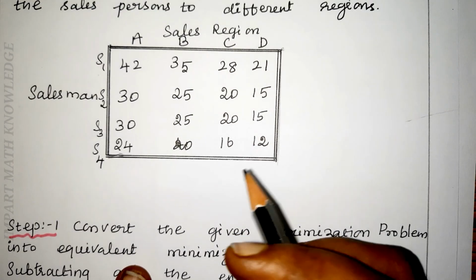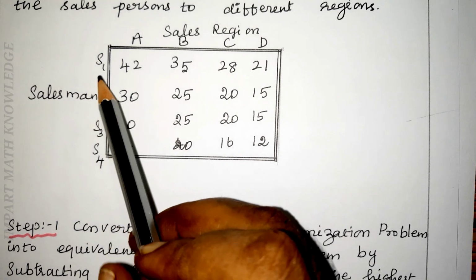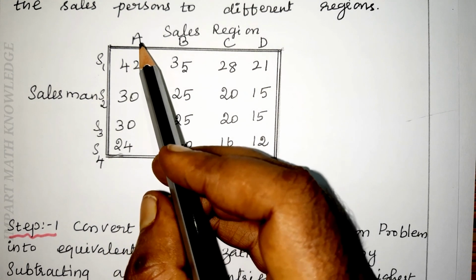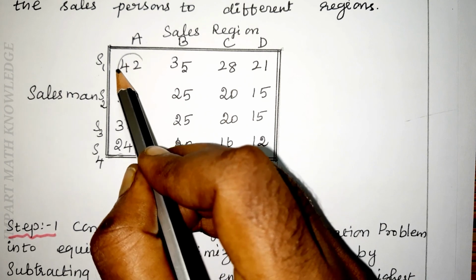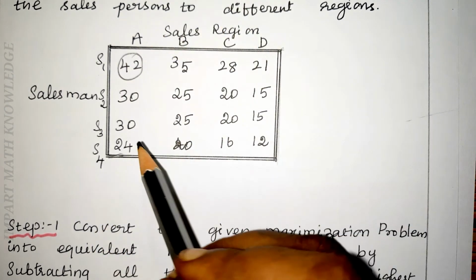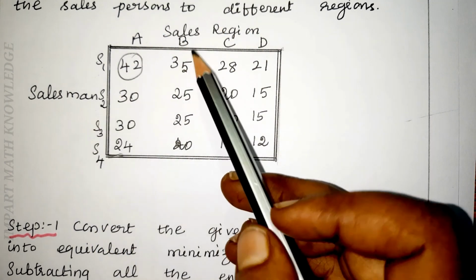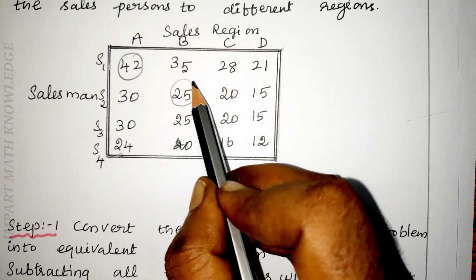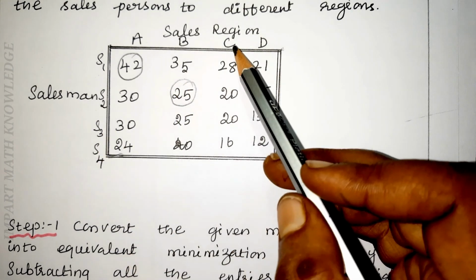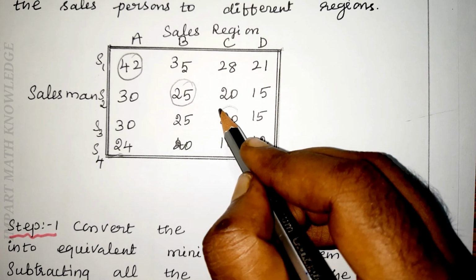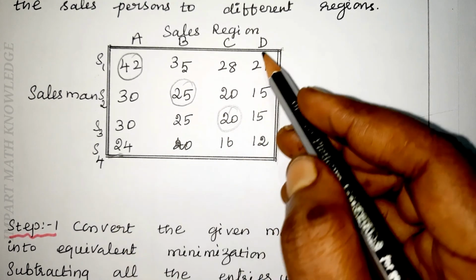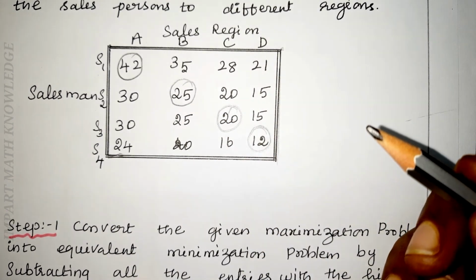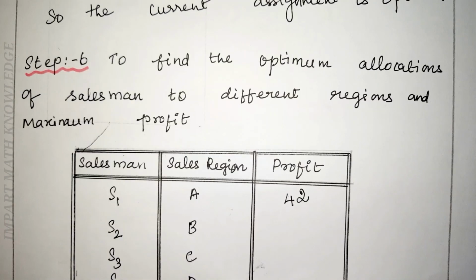So we need to take the values from the original problem. Here first salesman assigned to region A. So the profit is 42. Second salesman assigned to B, the value is 25. Third salesman assigned to region C, so the value is 20. Fourth salesman assigned to D, so the value is 12.